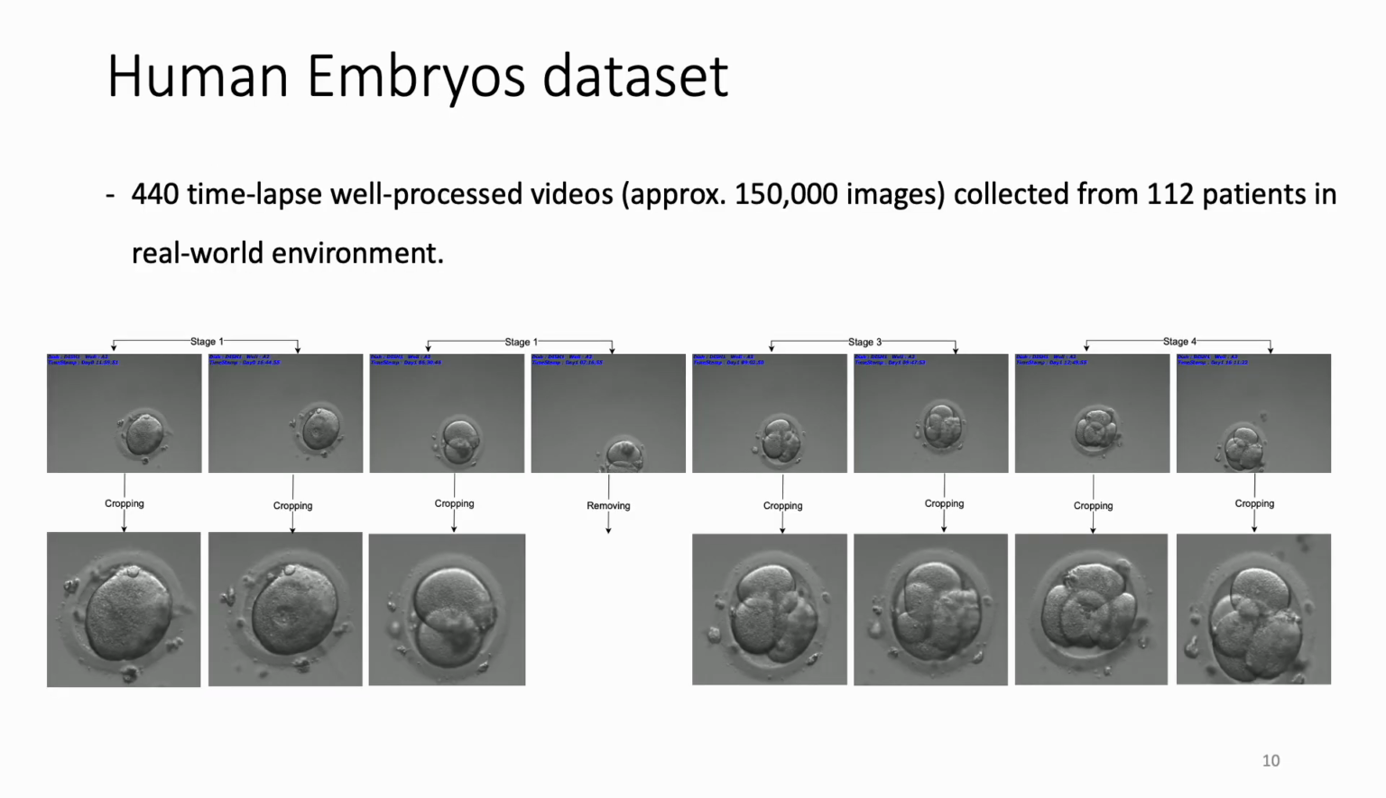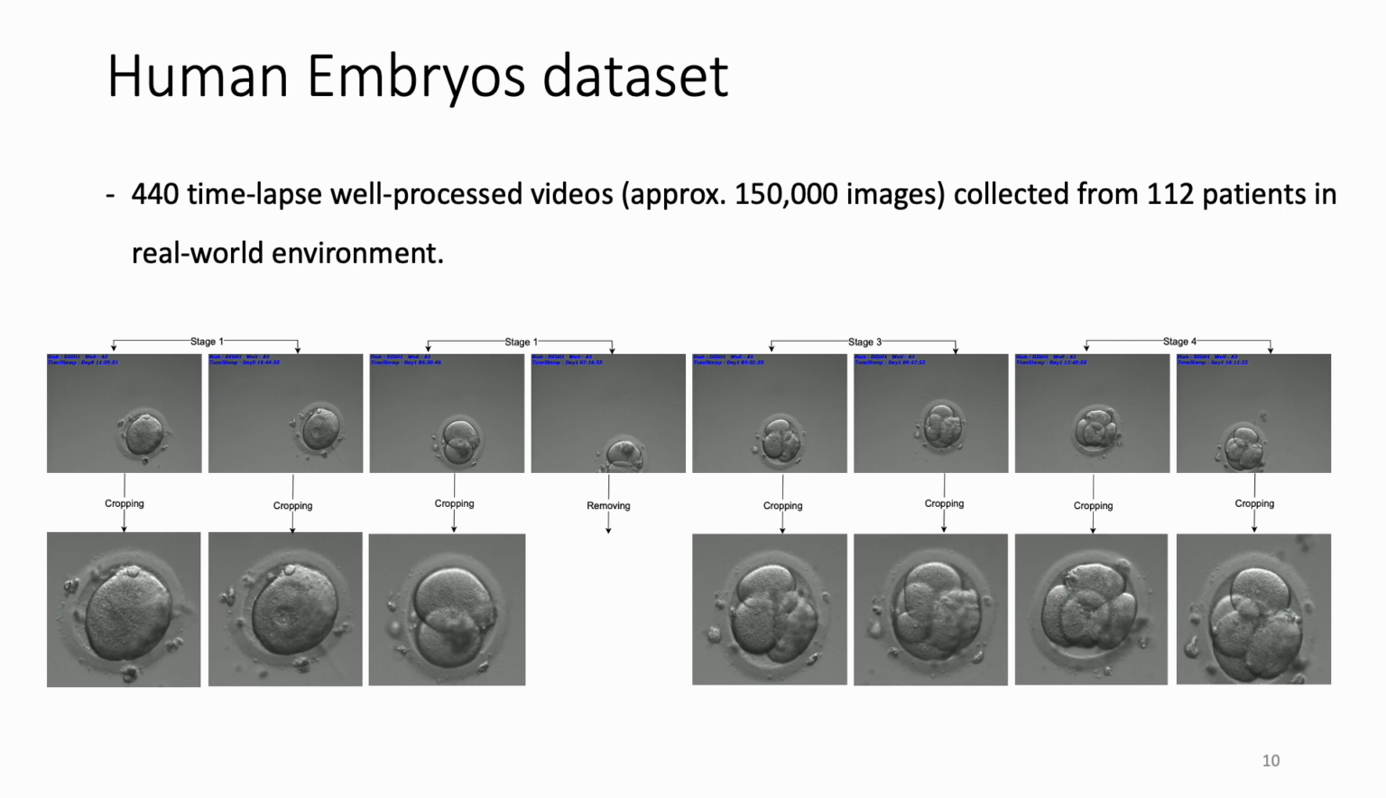In this work, we also propose a real-world human embryo dataset that is well pre-processed and annotated by 3 clinicians. With the raw captured time-lapse videos, we detect and crop the embryo area and remove those that are too misaligned and missing a lot of the embryo's morphology. The dataset consists of 440 time-lapse videos, around 150,000 images, collected from 112 patients.